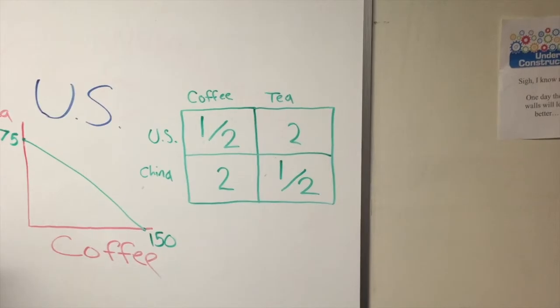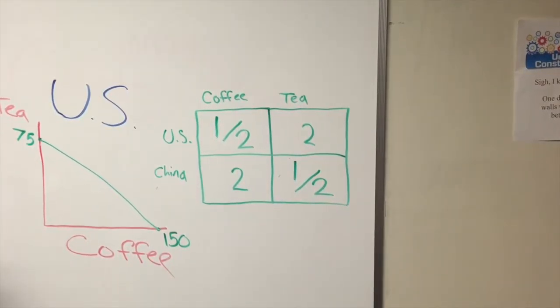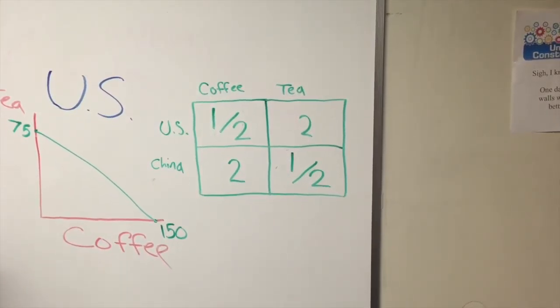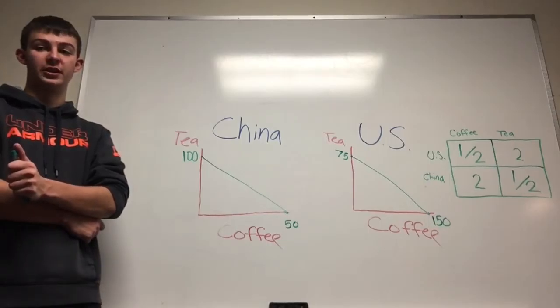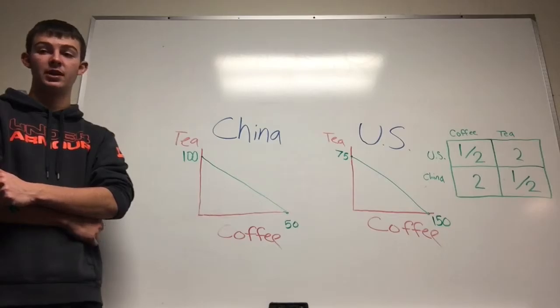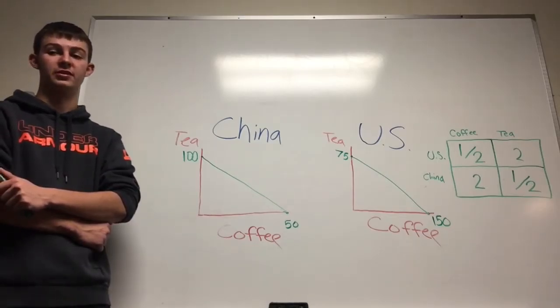In China's case, they give up 1/2 coffees for every tea that they produce and 2 teas for every 1 coffee that they produce. This means that the US has a comparative advantage in producing coffee because its opportunity cost to produce it is less than China's. This table also shows that China has the comparative advantage in producing tea.